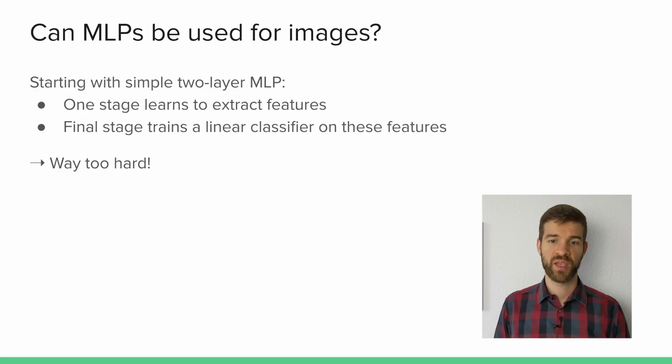So if we think about a simple 2-layer multi-layer perceptron, we could think about it in the following way: the first layer would try to make some sense of these pixels and learn to extract features. And the second layer then would be in charge of classifying them to do whatever we want it to do, for example, image classification. The problem is that this is way too hard and does not work.